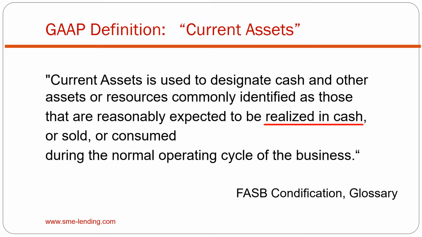What does it mean to be realized in cash or consumed? Well, in the normal operating cycle of a business, a company uses all of its assets to generate revenue. As the assets are used up, consumed, they are effectively converted back to cash, realized in cash. When fixed assets are used in the normal operating cycle of the business, they are also consumed and effectively realized in cash, but over multiple years. Each year only a portion of the fixed assets is consumed and realized in cash. The portion of fixed assets that will be consumed and realized in cash in the current period is a current account.